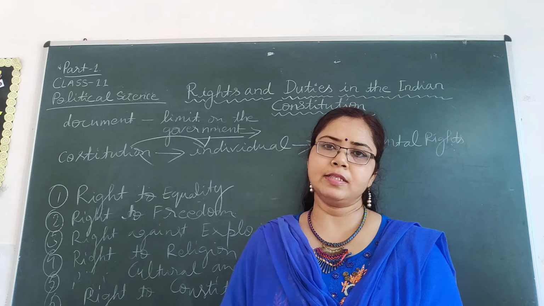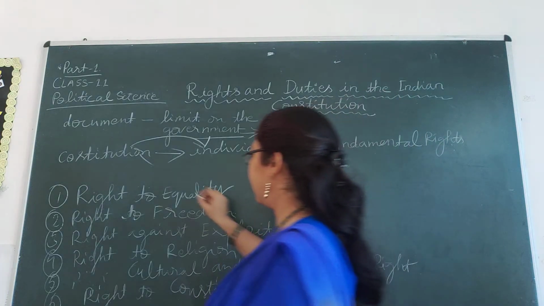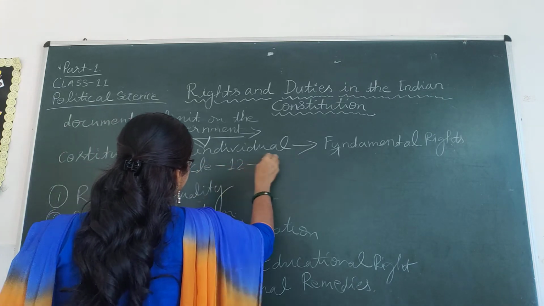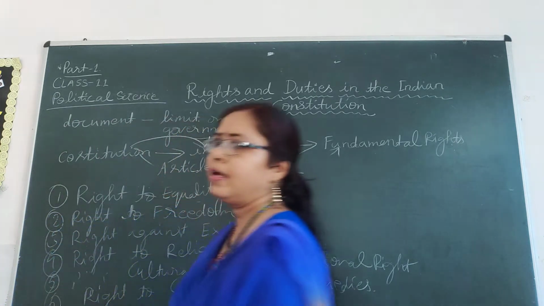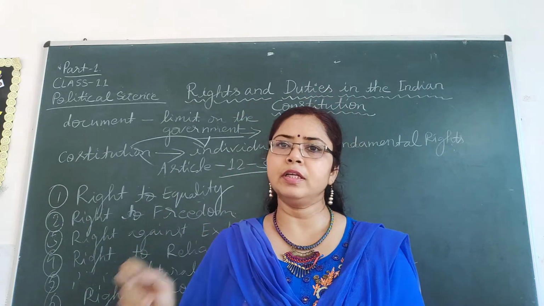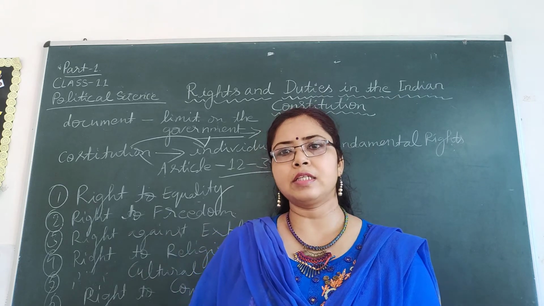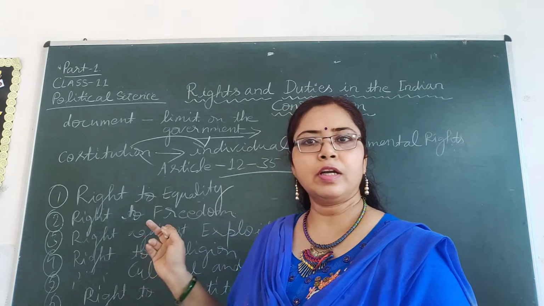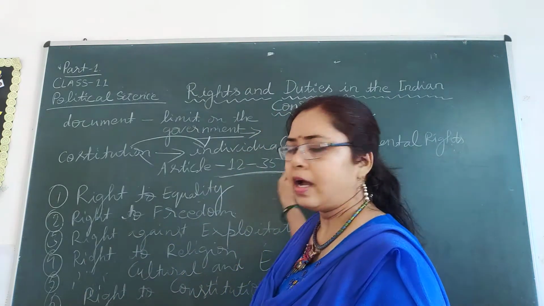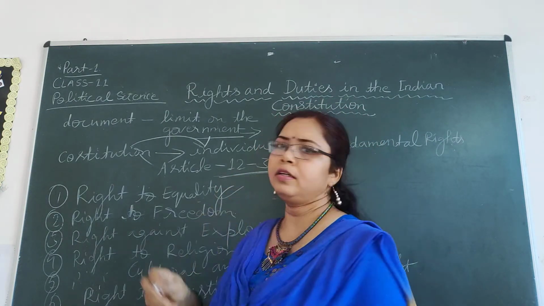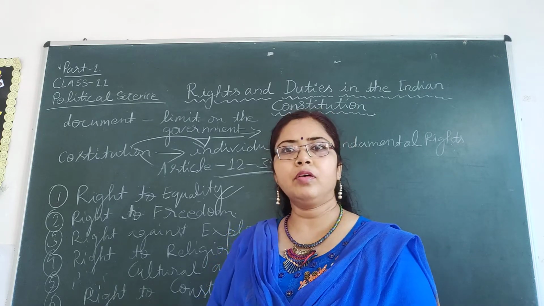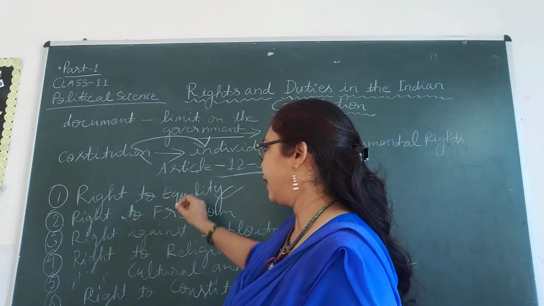All the fundamental rights have been mentioned from Article 12 to 35 in the Constitution. As all of us know that each and every thing has been mentioned under some article in the Constitution. So fundamental rights have been mentioned under the article of 12 to 35. And right to equality. We will study about the equal opportunity in job and social equality, political equality, and then economic equality under the right to equality.